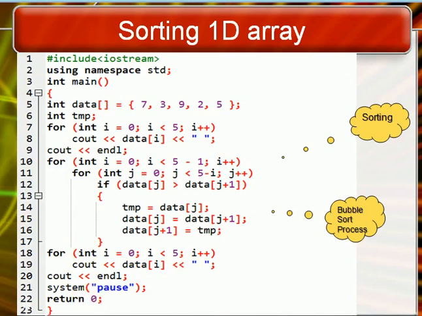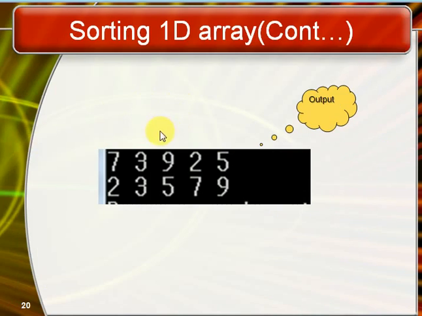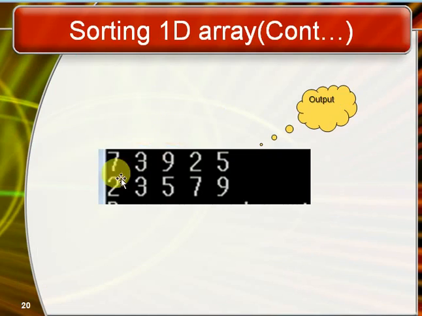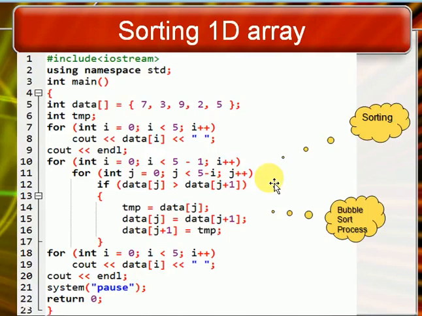The output of this program is the given data, that is 7, 3, 9, 2 and 5, and the sorted data, sorted by using the bubble sort algorithm, that is 2, 3, 5, 7 and 9. It's ascending order sorting. If you want to sort the data in descending order, just change this conditional symbol, that is data[j] is less than data[j+1].